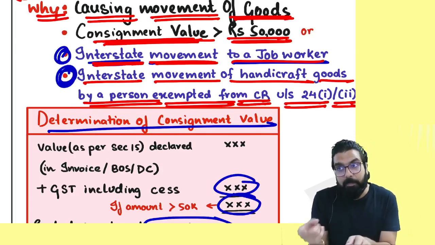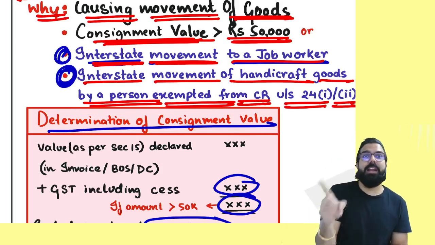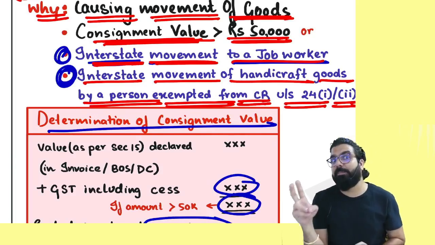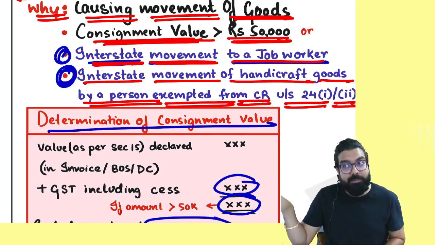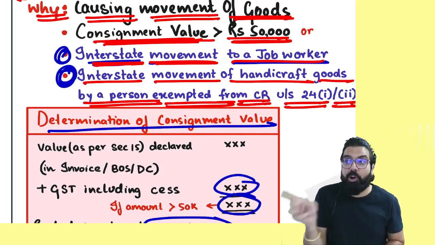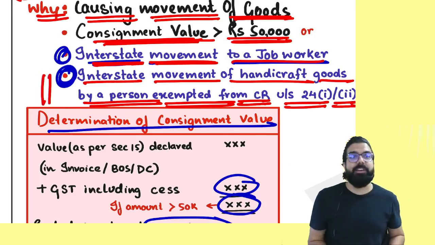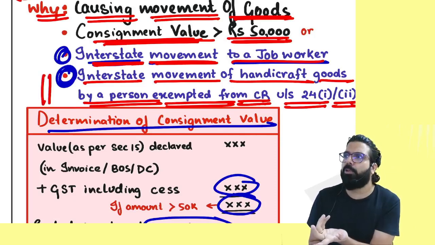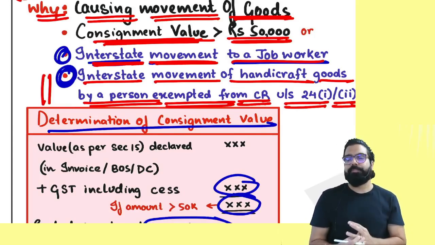Handicraft suppliers are exempted from compulsory registration, but not exempted from the e-way bill. Remember it like this: handicraft and craftsman goods suppliers who are supplying interstate are exempted from compulsory registration under section 24, but those exempted from compulsory registration are not exempted from the e-way bill. They have to generate an e-way bill if they are doing interstate movement, even if the value is less than 50,000 rupees. Sir, how will they generate it without a GST number? They will generate it on the basis of a PAN number.